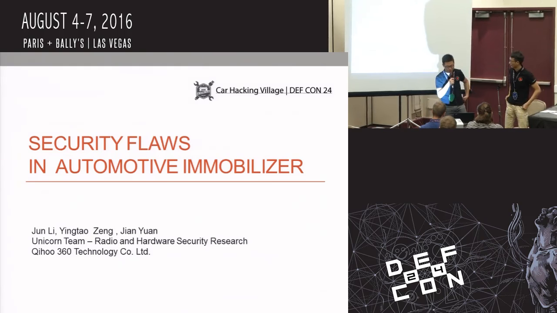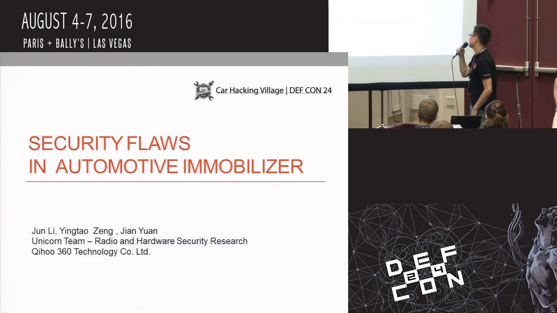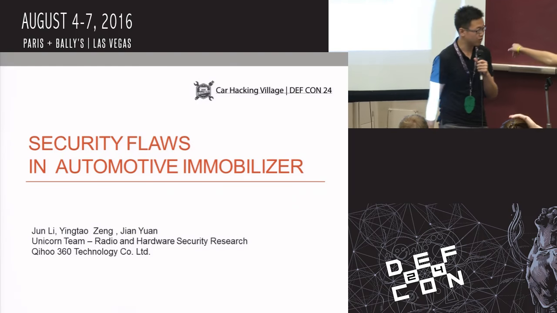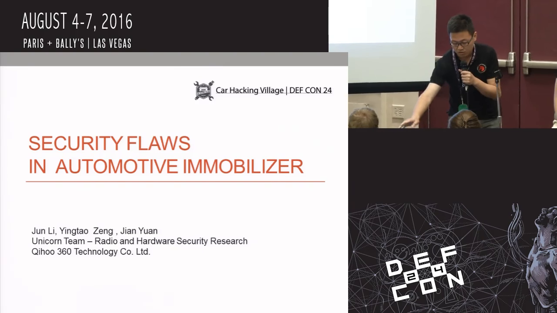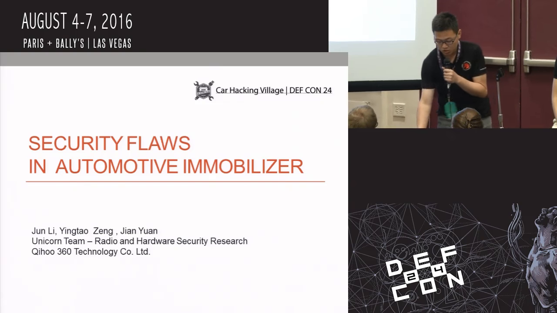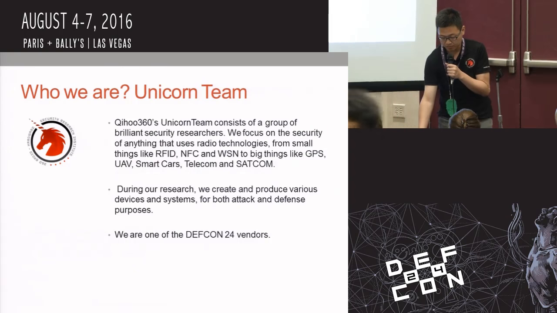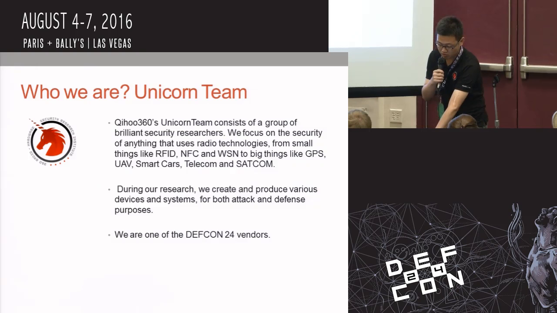Okay, my name is Yuan Jian, and my topic is security flaws in automotive immobilizers. We come from the Unicorn team, a radio and hardware security research lab at Qihoo 360 Technology. He just introduced our team. We are one of the DEF CON 24 vendors.